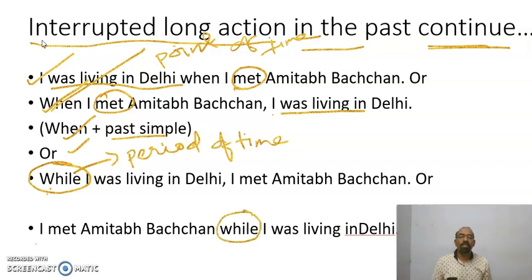Look at here, while is used in the middle of the sentence, but without any comma, nothing. This is a conjunction. I met Amitabh Bachchan while I was living in Delhi. Write this in a separate way.